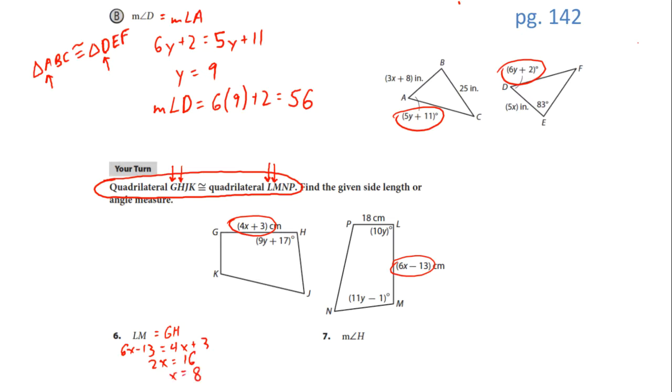One more time, the problem didn't say find x, so LM is, let's see, 6 times 8 minus 13. 48 minus 13 is 35. So LM is 35.